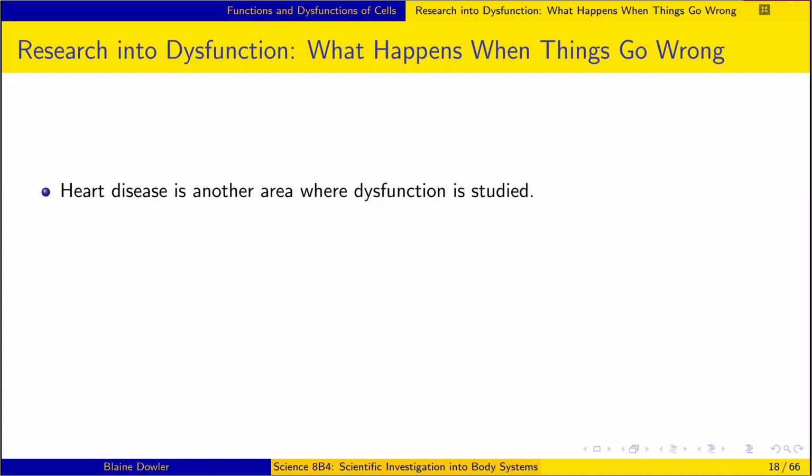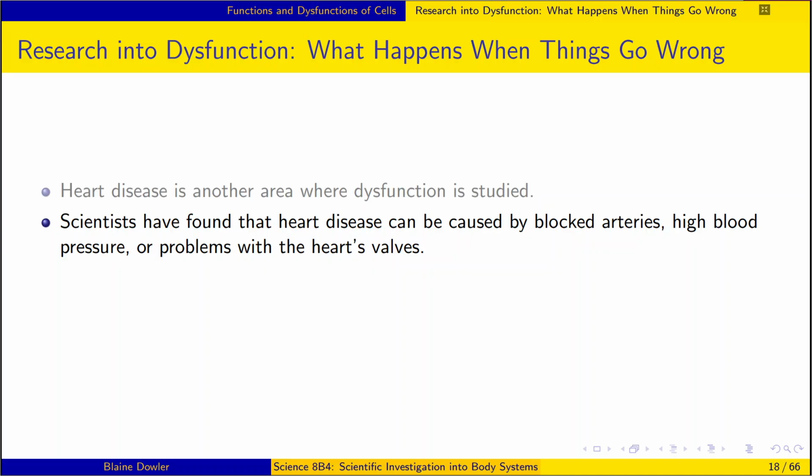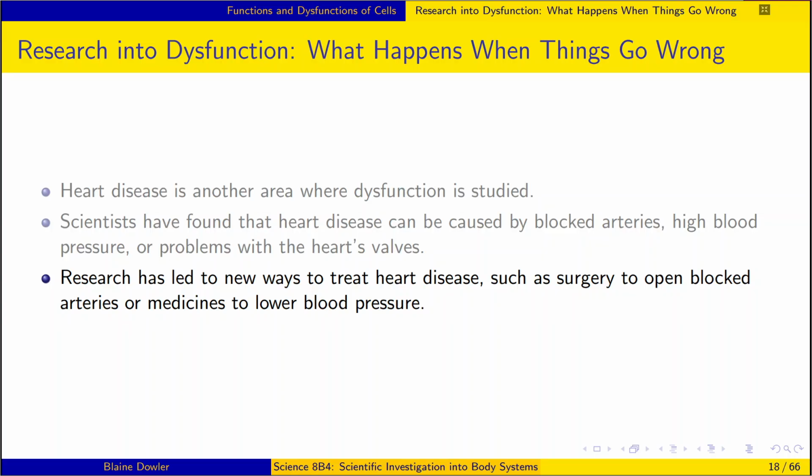Heart disease is another area where dysfunction is studied. Scientists have found that heart disease can be caused by blocked arteries, high blood pressure, or problems with the heart's valves. Research has led to new ways to treat heart disease, such as surgery to open blocked arteries or medicines to lower blood pressure.